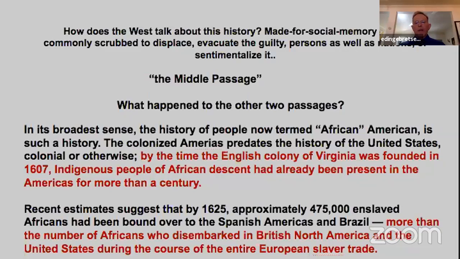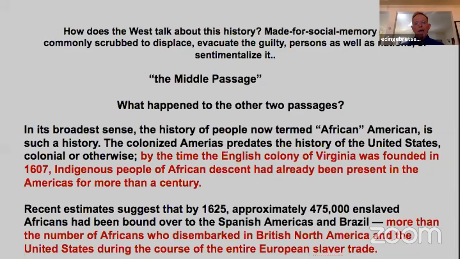The middle passage, what happened to the two other passages? What happened to the passage in which the Europeans, Portuguese and Iberian and Spain at first, and then the British and then the French and then the colonialists came down to Africa? And then what happened from the third passage, which is the location of goods, sugar and liquor and cotton mostly, from mostly the colonies in the Caribbean back to Spain and Britain. So in its broadest sense, the history of people now termed African-American is such a history.